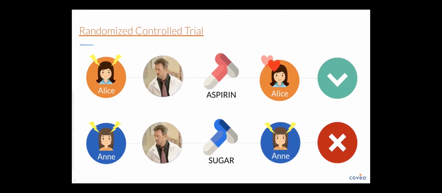They go to two doctors, in this case, Dr. House, and the doctor gives Alice aspirin and gives sugar to Anne. And then we're going to ask Alice and Anne in an hour if the headache is actually gone or not. It turns out that for Alice, aspirin cured the headache, and it turns out that sugar doesn't do anything for the headache. And that's the way in which we know that aspirin cures headache, and that sugar or spaghetti or whatever else do not cure headache.